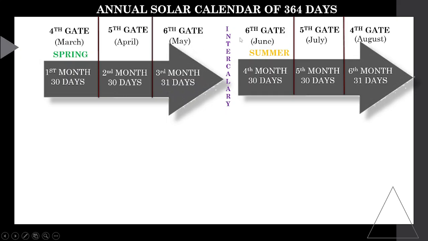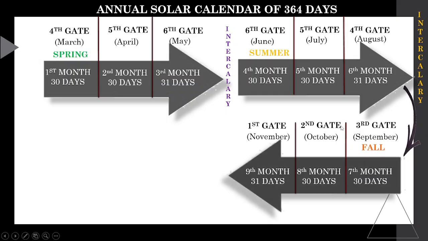It's going to spend another 30 days in the 6th gate in the month of June because it's the beginning of summer. You have 30 days also in July, and you have 31 days in August. And why is that? Because there is an intercalary day there, indicating that we're shifting from summer to fall.